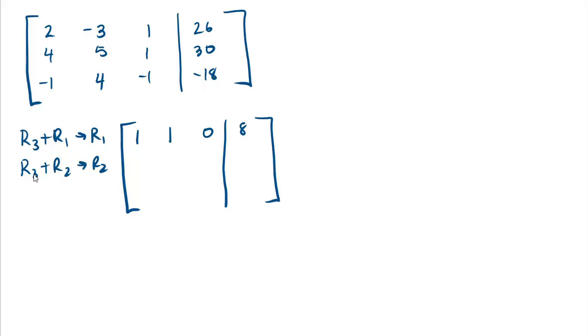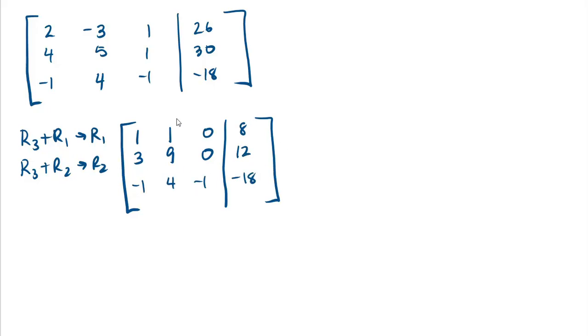I'm going to do the same thing with row 3 and row 2. Negative 1 plus 4 is 3. 4 plus 5 is 9. Negative 1 plus 1 is 0, and we've eliminated the z from the second equation. And negative 18 plus 30 is 12. We're not changing row 3.